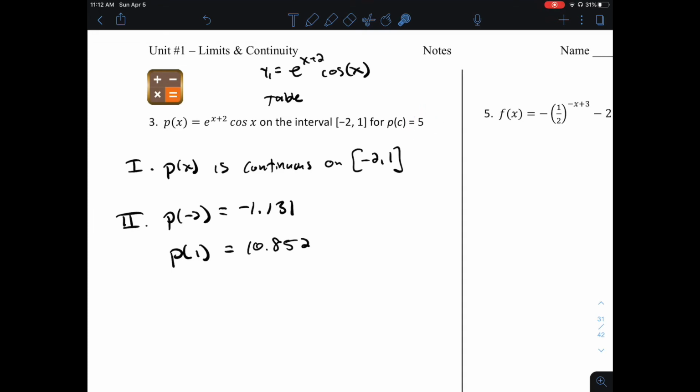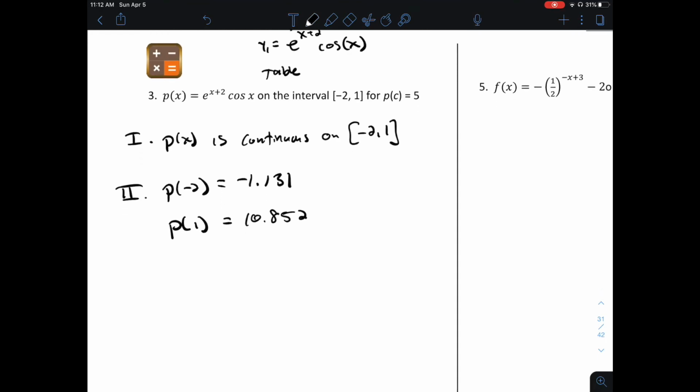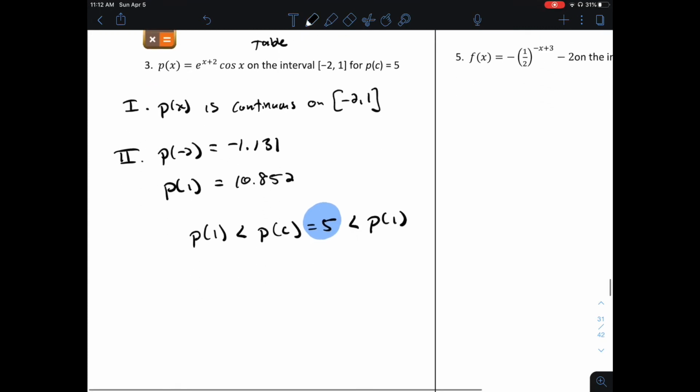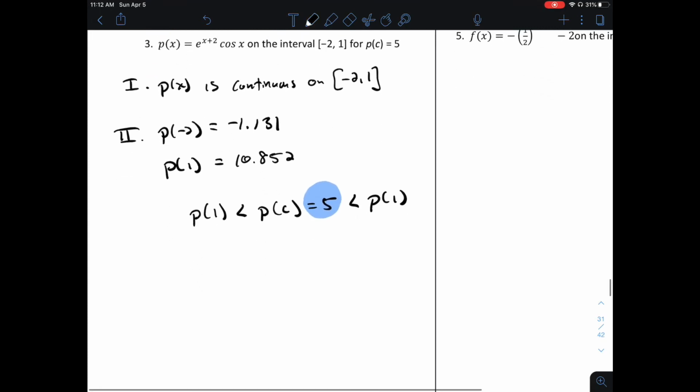So is 5 between these two numbers? It sure is. So we can say that simply by saying p of -2 is less than p of c, which is, and I'm going to say what p of c is equal to, which is 5, which is less than p of 1. This part here may not be entirely necessary on the AP test, so I'll leave that as optional for you folks. I kind of like it though.